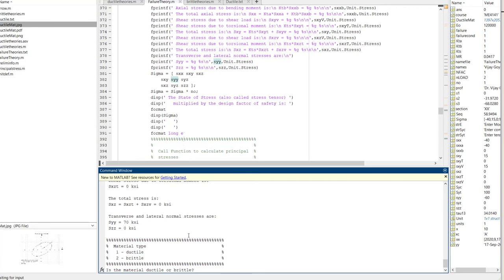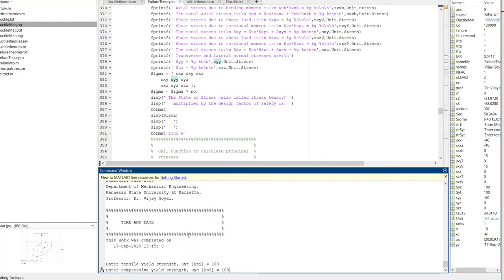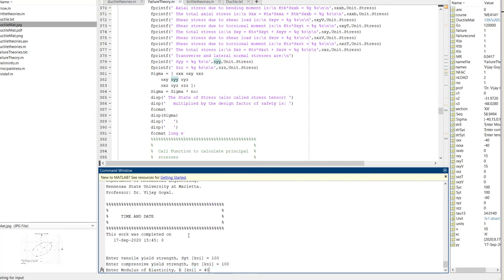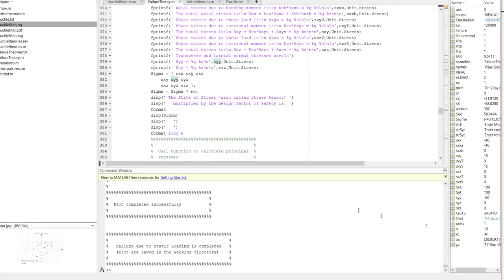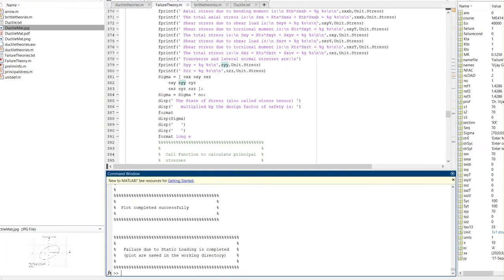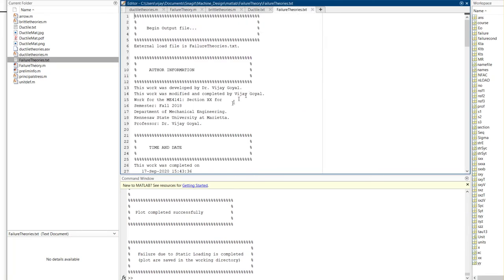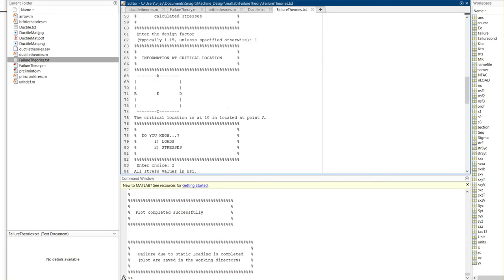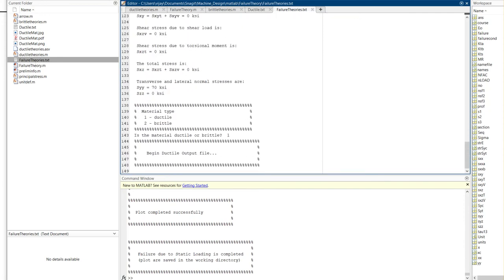So we continue. We want to do ductile material. This is 100, 100, and this is 40,000. And now the code is going to run, and it's going to give me plots. Then you have 2 files. The first file is failure theories. The failure theory file basically tells you all the inputs that you chose, and gives you all the information that you actually gave.